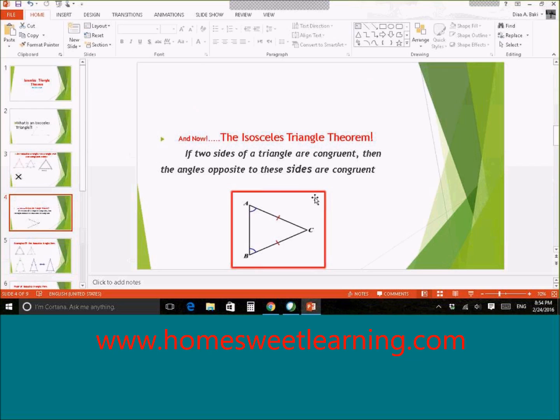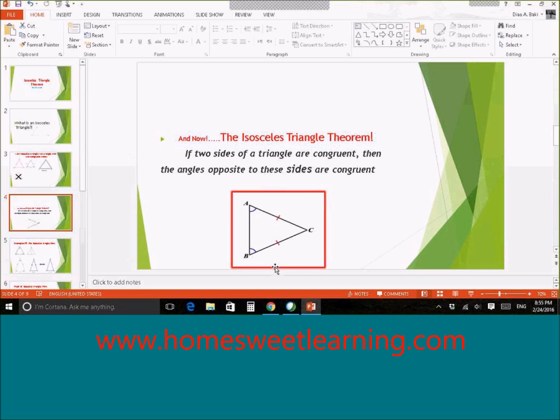Now, since we knew what an isosceles triangle is, or revised the definition, let's go to the isosceles triangle theorem. What does it say? The isosceles triangle theorem says that if two sides of a triangle are congruent, like here, AC is congruent to AB, then the angles opposite to these sides are also congruent to each other.